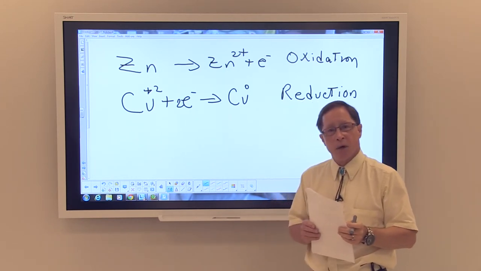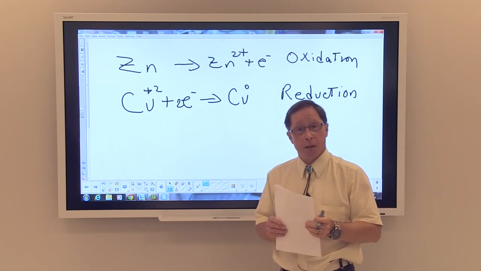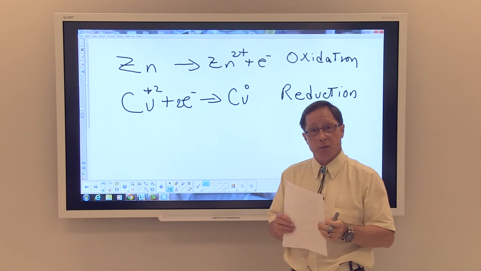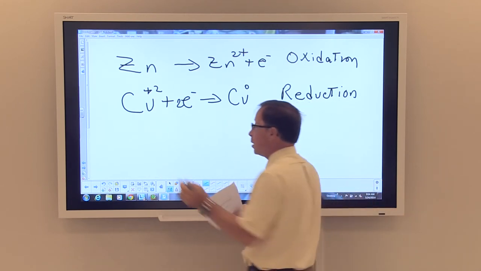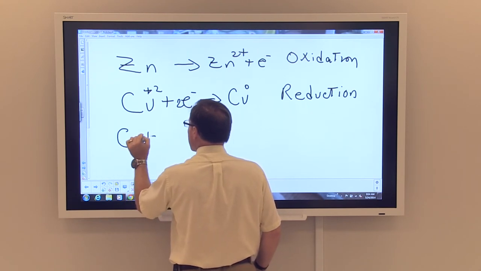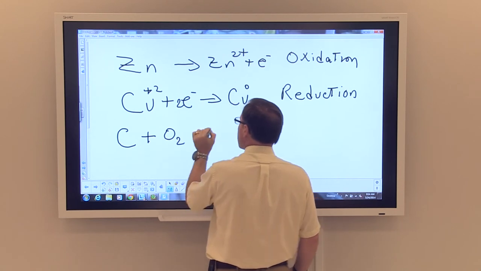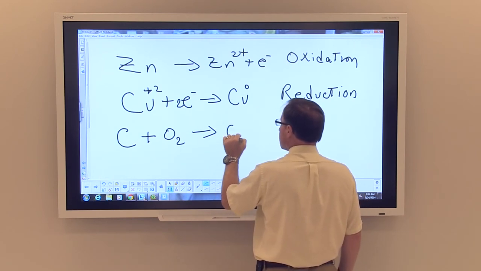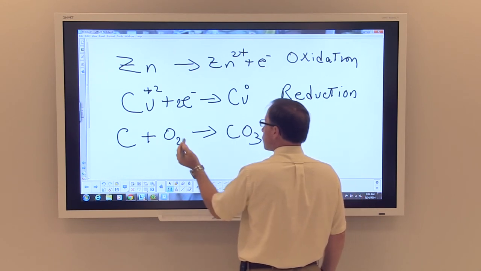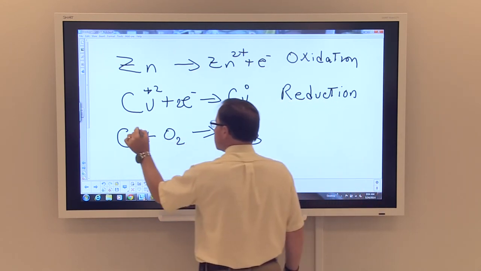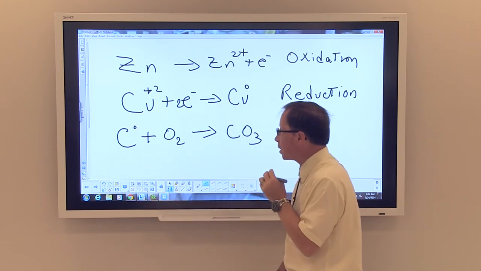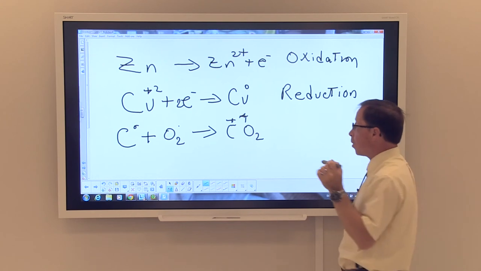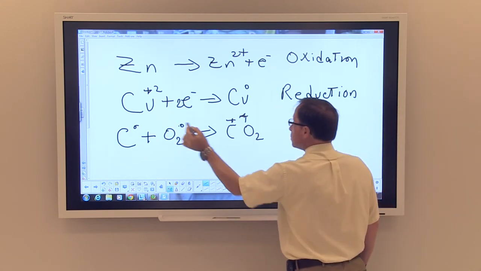Now, oxidation-reduction reactions can be very slow. They can occur very quickly. And one of the reactions which a lot of people don't really think about as being an oxidation-reduction reaction is combustion. If you take carbon and oxygen and react them, carbon's going from carbon zero to carbon plus four. Oxygen is going from zero to minus two.